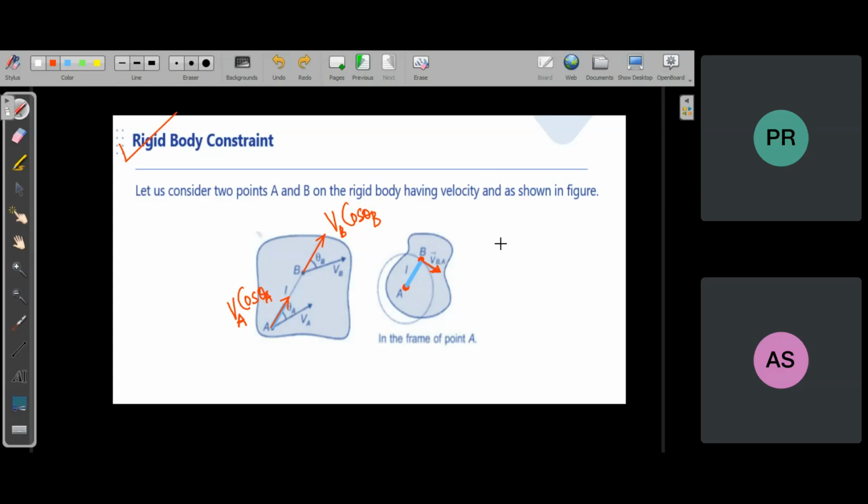If you want, you can also find the angular velocity of this body. So the angular velocity of B with respect to A is equal to the relative velocity of B with respect to A, the perpendicular component upon the radius, which is AB. Let's say AB is L, so upon L.